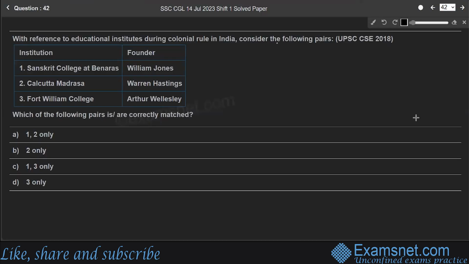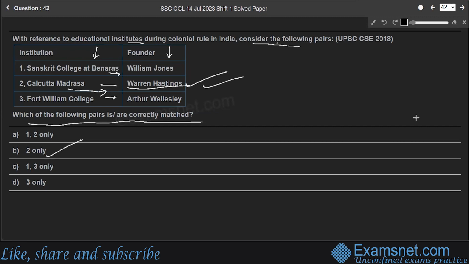Question 42. With reference to educational institutes during colonial rule in India, consider the following pairs. Here the institutions and their respective founders are given. That means we need to find the correct founder for which institution. Here option B, right? So option B, only the second pair is correct. So Calcutta Madrasa was founded by Warren Hastings. Here the question is which of the following pairs is or are correctly matched. So second pair is correctly matched.